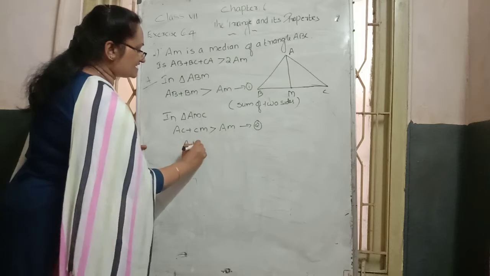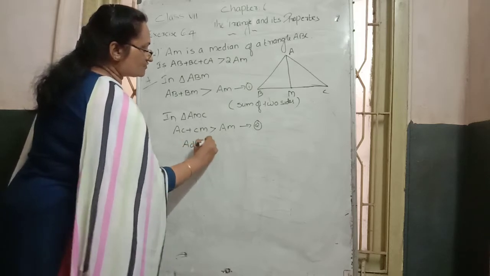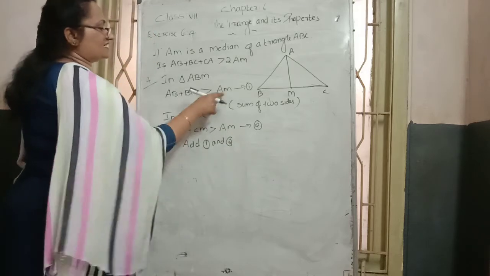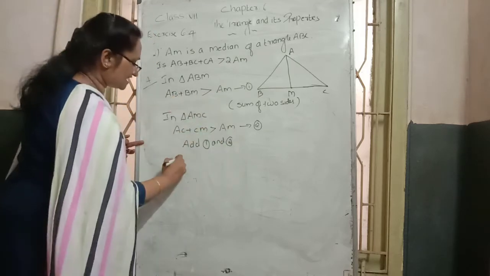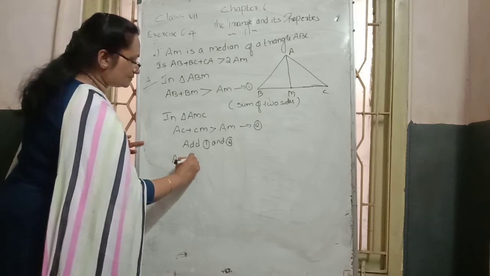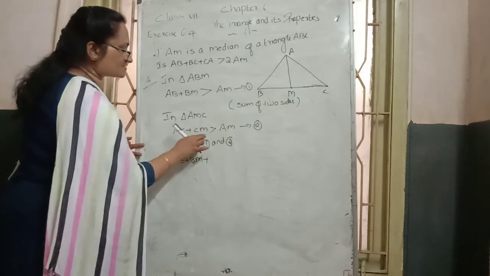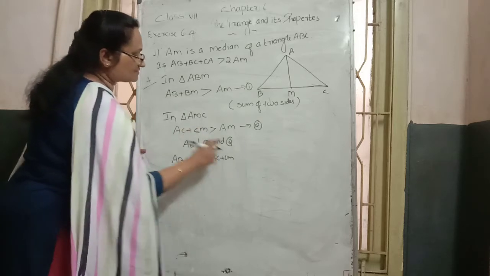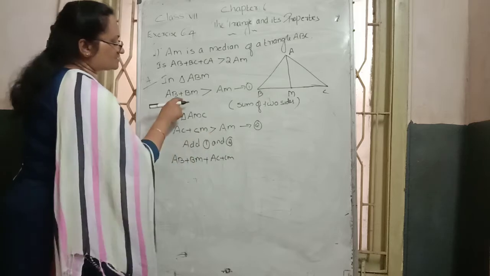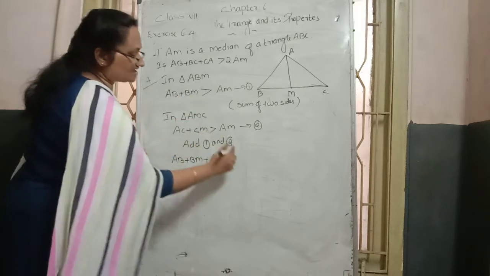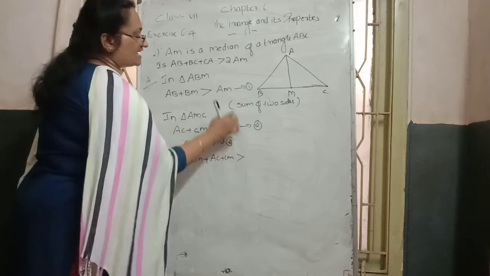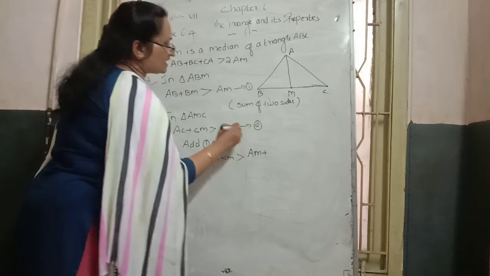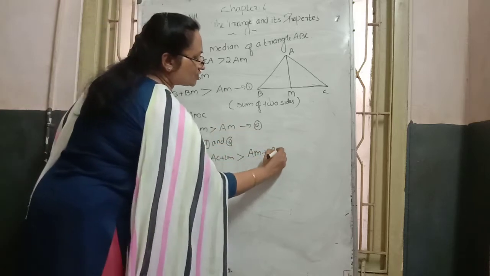Add equation 1 and equation 2. The left side is added with the left side, and the right side with the right side. The left side of the first equation is AB plus BM, added with the left side of the second equation, AC plus CM. The greater than symbol stays. Then add the right sides of the first and second equations. The right side of the first equation is AM, and in the same way the right side of the second equation is also AM.